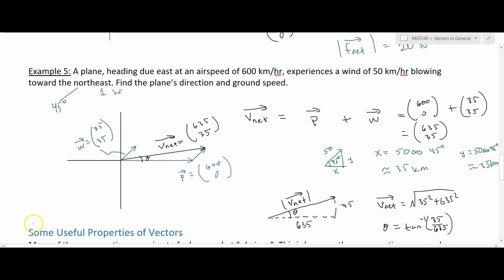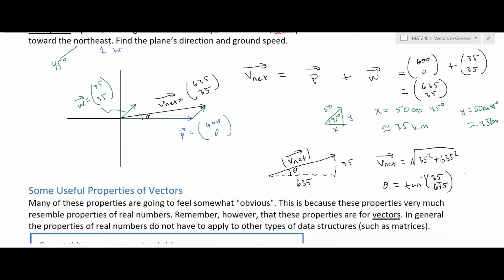And let's calculate those real quick. So this comes out to about 636 kilometers per hour. And so it's not moving much faster than it was before. That wind vector is not tremendously large. And then the arctan of 35 over 635 comes out to about 3.2. So this is going to be about 3.2 degrees. So that wind does not offset that plane very much.